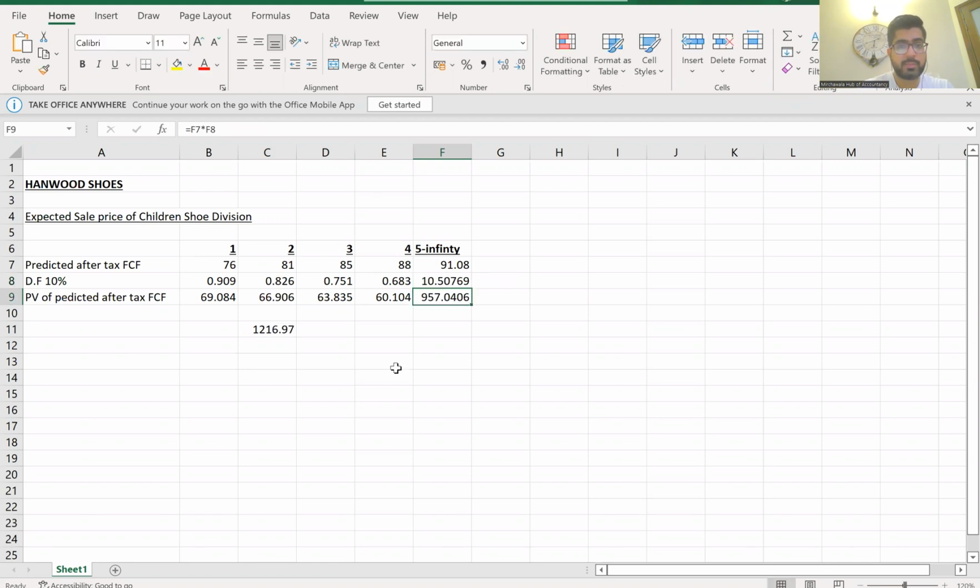upon WACC minus G. Okay, so it's 1217 million. This is the present value of predicted after-tax FCF. That's the value of the sale price of the children's shoe division. Okay, if you want, you can please copy.